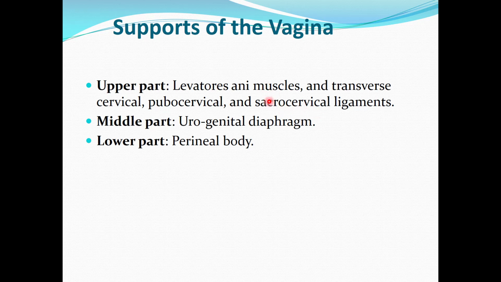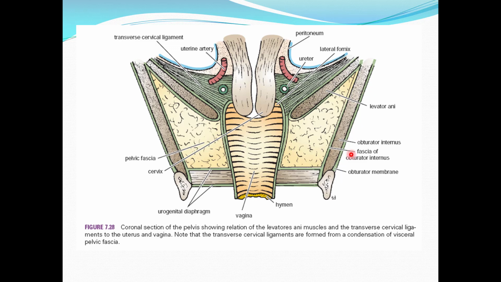Okay, this is the upper part. Now the middle part is supported by the urogenital diaphragm and the lower part is supported by the perineal body. I will show you one diagram where you can see the levator ani muscle. This is the levator ani muscle, this is the transverse cervical ligament, and there will be the pubocervical ligament and the sacrocervical ligament. They are supporting the upper part of the vagina.